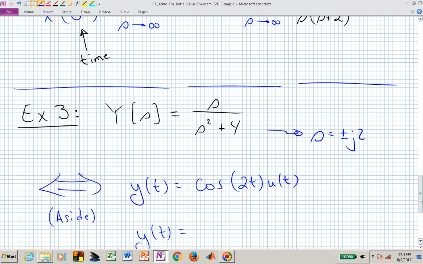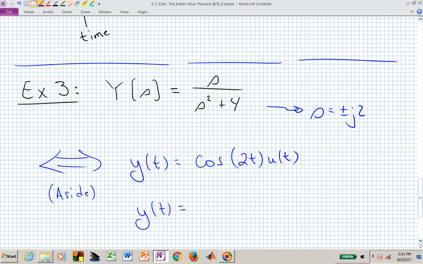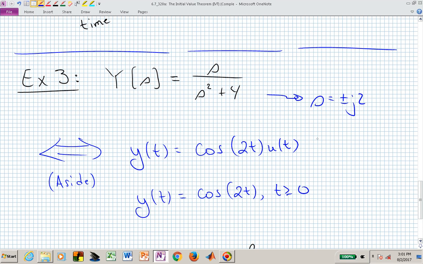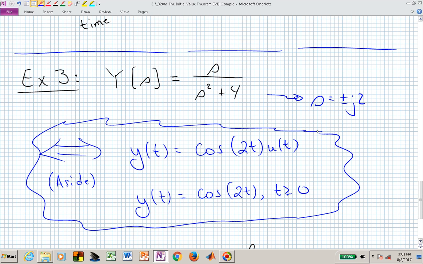And so now we could either write it as cosine of 2t u of t, where u of t is just acting as a switch, or you could say, oh, that's the same as having this waveform cosine of 2t in existence for all non-negative values of time. So this is sort of an aside, but now this gives you a way of checking what you might obtain from the initial value theorem. Now that we were quickly able to find the exact inverse Laplace transform, that's just cosine of 2t, where does y start at time t equals 0?